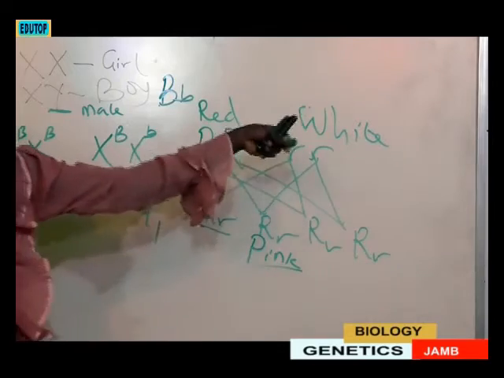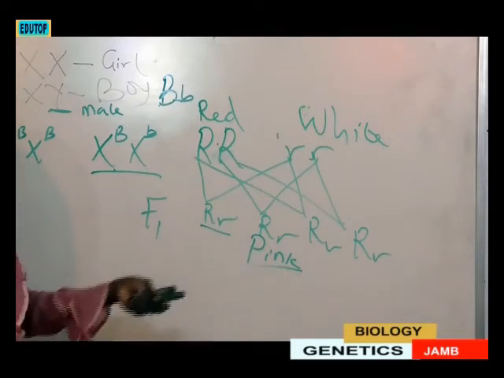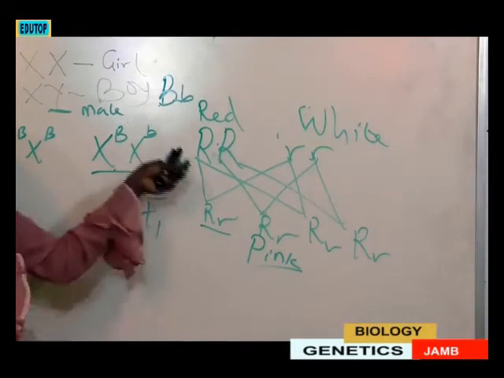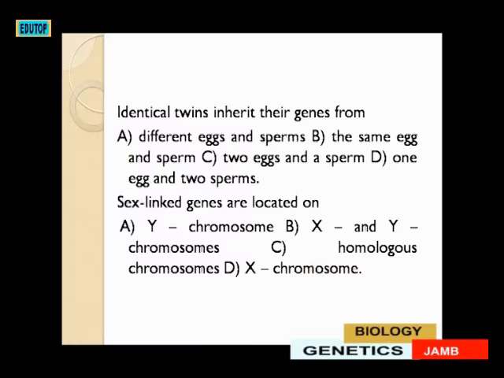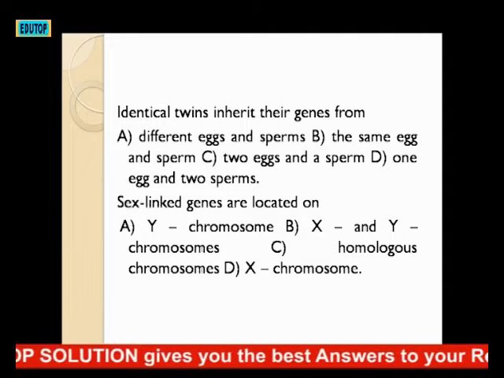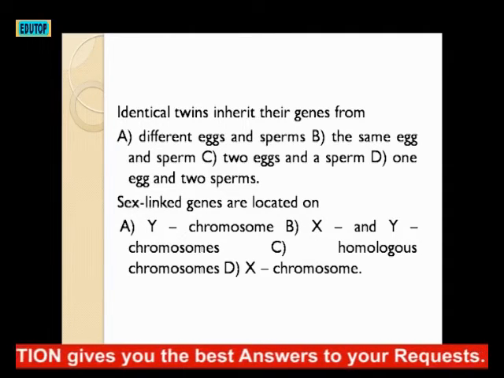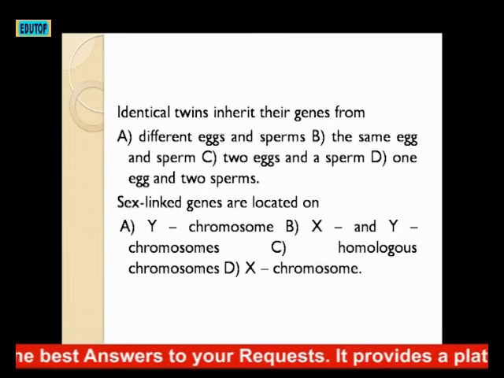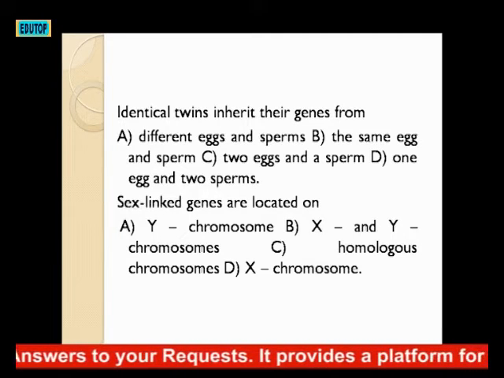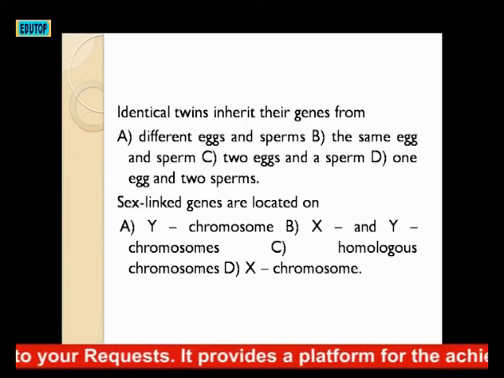Red and white. When you mix basic nursery colors, red and white, you have pink. The next question. Identical twins inherit their genes from what? A, different eggs and sperm. B, the same egg and sperm. C, 2 eggs and a sperm. D, 1 egg and 2 sperm.